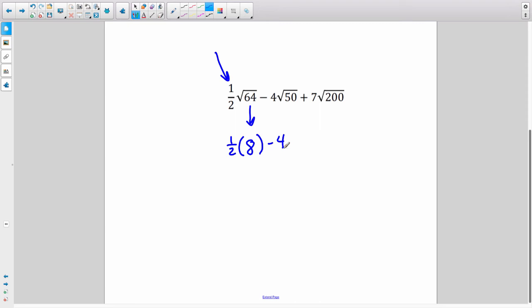It'll be 4 times 5 radical 2 plus 7 times 10 radical 2. I simplified radical 50 to be 5 radical 2 and radical 200 to be 10 radical 2. Now what's with this fraction? Okay, 1/2 times 8. There's nothing to it, it's just 4.